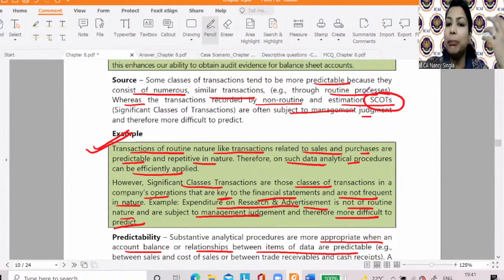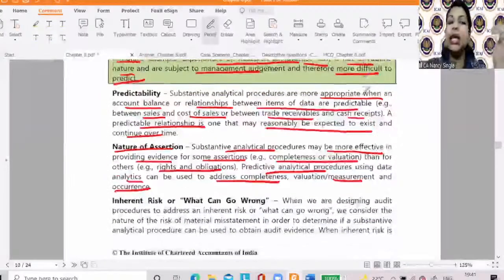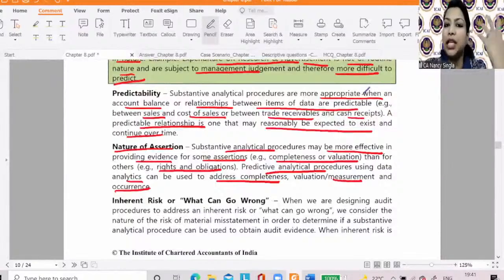Important, but they are not repetitive in nature. तो उसके लिए तो since they are based on management judgment, test of details ही करना पड़ेगा, ठीक है. Then predictability, that is the relationship. The account balance is what? Predictable, है ना. For example, your sales and cash receipts, your trade debtors and cash receipts के बीच में, your sales and cost of sales के बीच में, ठीक है.